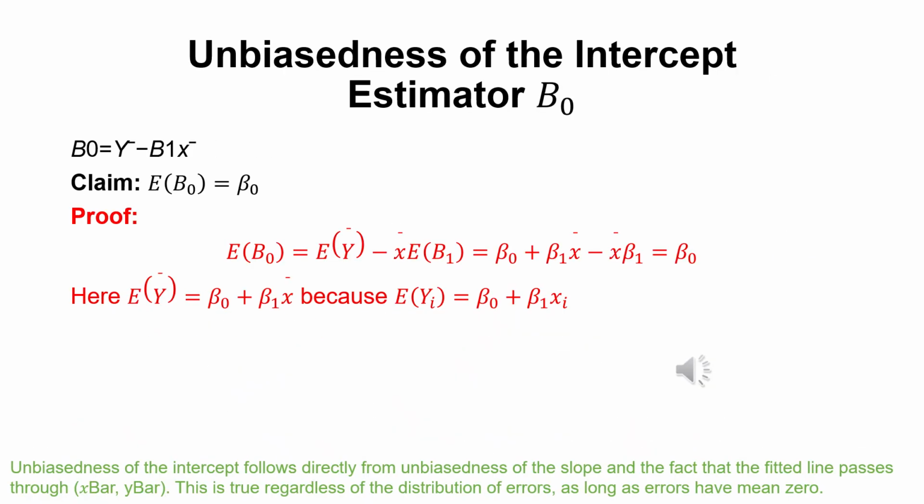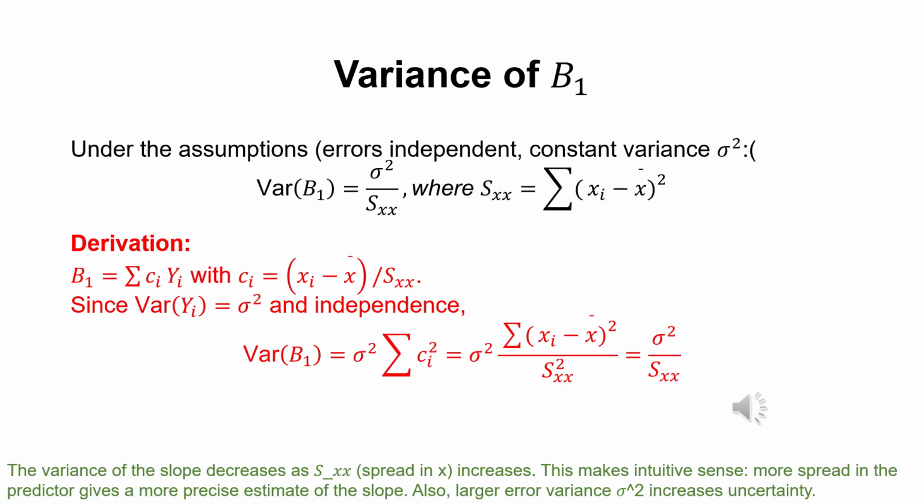The intercept estimate b_0 equals y bar minus b_1 times x bar. The claim is that its expected value is the true intercept beta_0. Proof: expected value of b_0 equals expected value of y bar minus x bar times expected value of b_1. Since expected y bar is beta_0 plus beta_1 x bar and expected b_1 is beta_1, the terms cancel, leaving beta_0. So b_0 is unbiased.